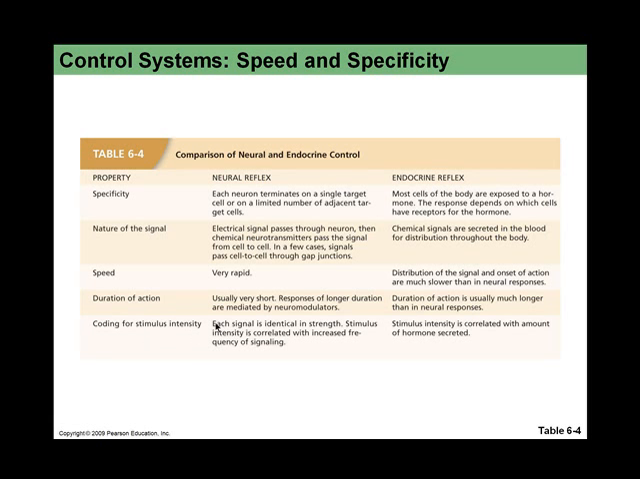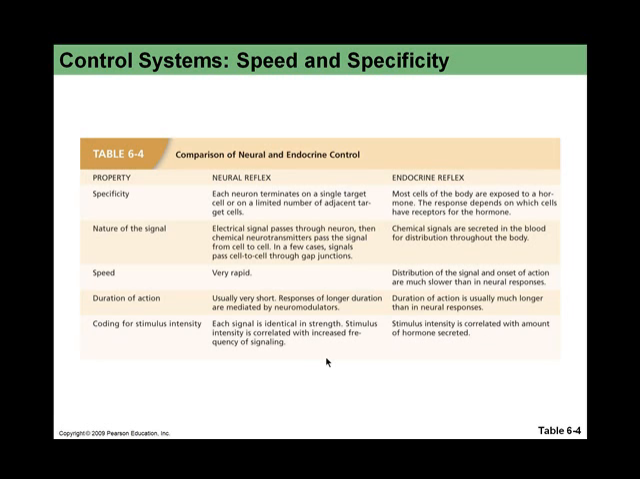The coding for the stimulus intensity: each signal is identical in strength. That's the digital signal, the action potential, right? The stimulus intensity is correlated with increased frequency of signaling. So the frequency modulation of the digital signal is the coding that we get. It's more complicated than that, but the frequency modulation is different. And then the stimulus intensity is correlated with the amount of the hormone secreted.